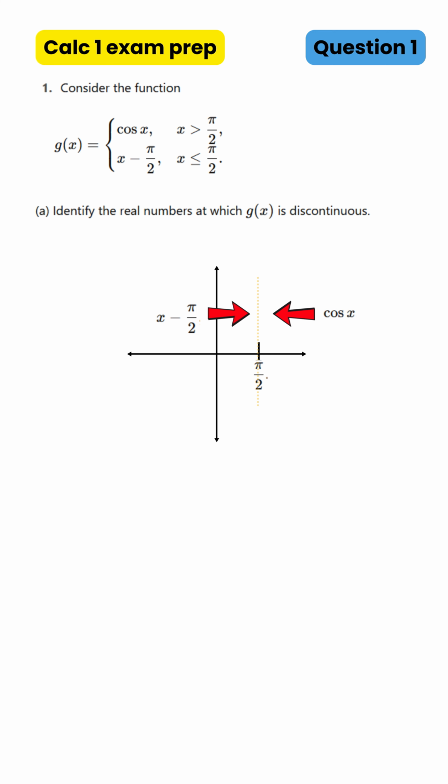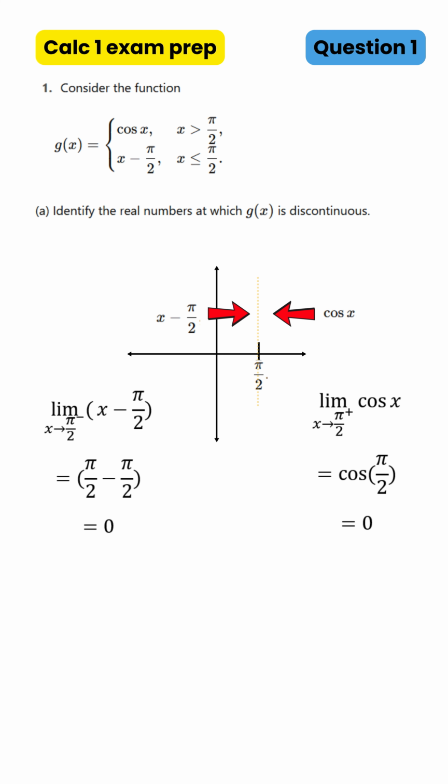Now test that join. Take the right-hand limit using the cosine piece and the left-hand limit using the line piece. If those two values match, there's no gap and no discontinuity. If they differ, there is a discontinuity.